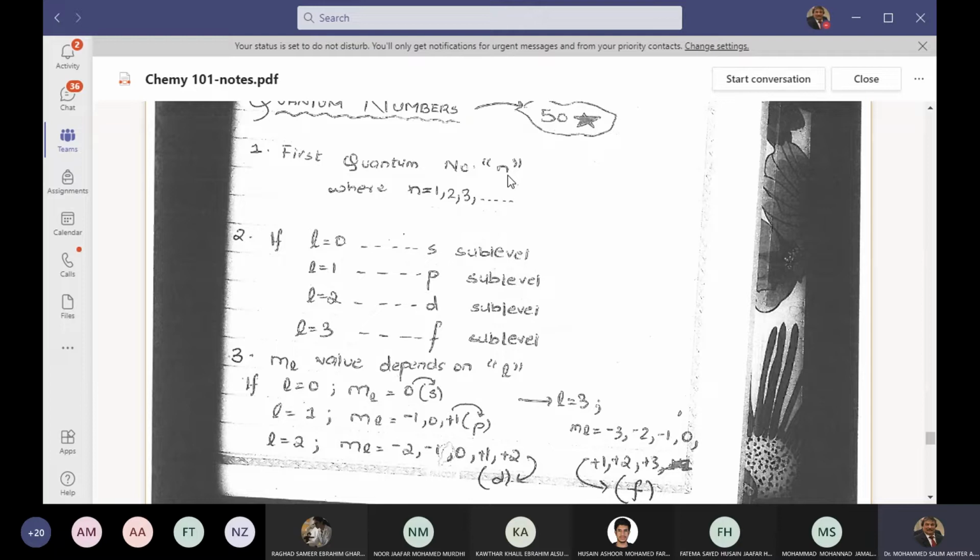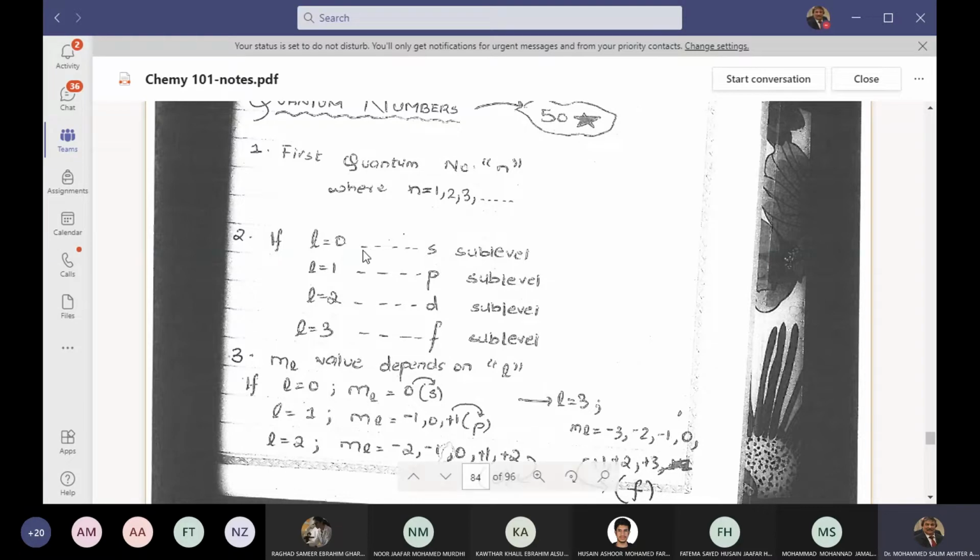N is equal to 1 means maximum 2 electrons. N is equal to 2 means maximum 8 electrons. N is equal to 3 means maximum 18 electrons. And N is equal to 4 means maximum 32 electrons.